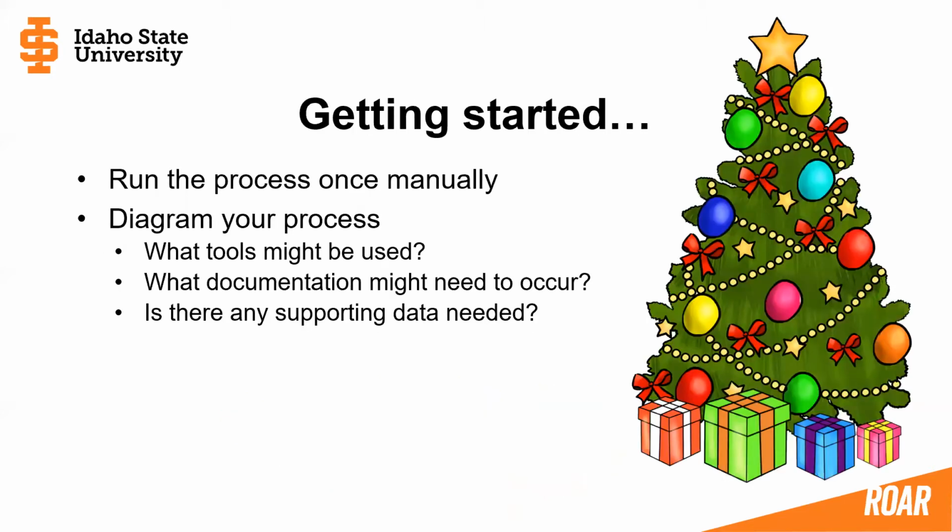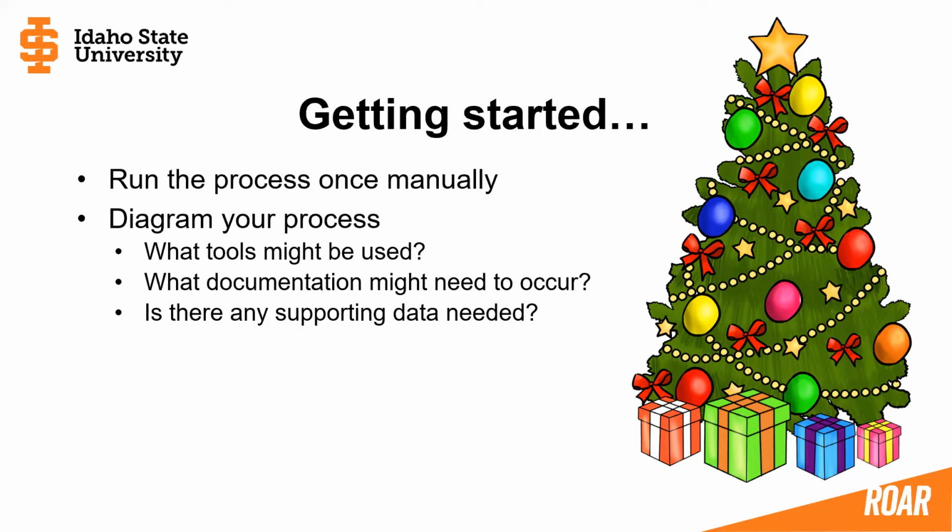So getting started, I would strongly encourage you to run through the process or workflow that you're looking at once manually. And while you're doing that, you should diagram your process or write that process down. You'll want to make notes as to what tools are being used, whether it be reprojecting a file or adding attributes. You might want to add what documentation needs to occur during that workflow. Is there a point during that task that you need to send an email to a coworker, or that you need to notify an agency that this is available? That can be added as part of this task.